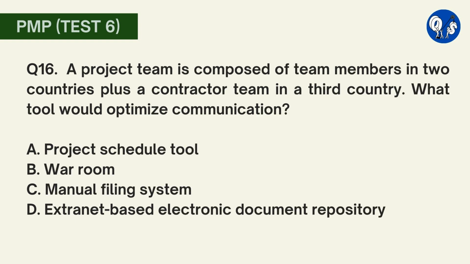Question number 16. A project team is composed of team members in 2 countries plus a contractor team in a 3rd country. What tool would optimize communication? A. Project schedule tool, B. War room, C. Manual filing system, D. Extranet based electronic document repository. Here option D is correct. An electronic document repository allows all team members, regardless of location, access to the documents. Manual filing and war rooms are optimal for a project team in one location. A project scheduling tool might allow team members as a shared network to share data, but would not be helpful for a third-party team.